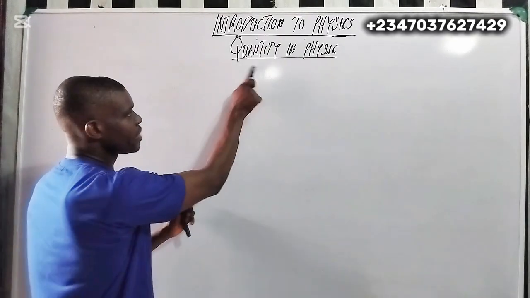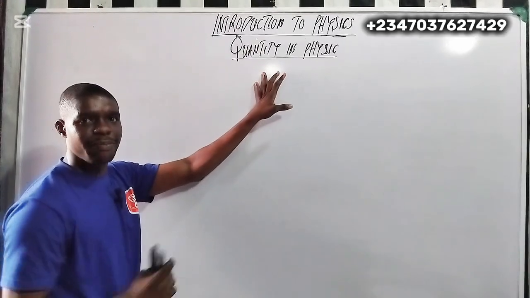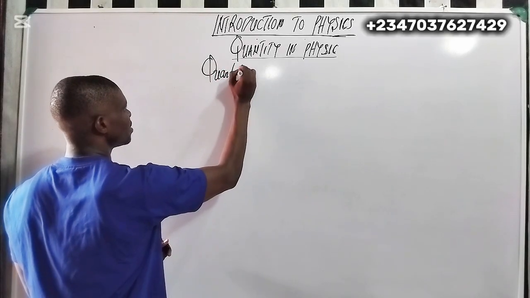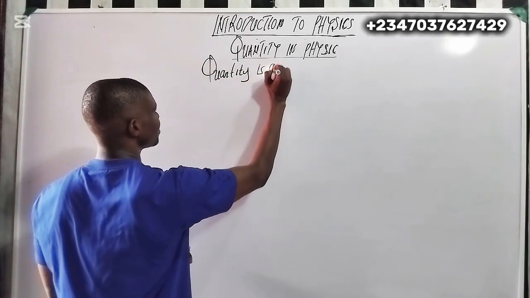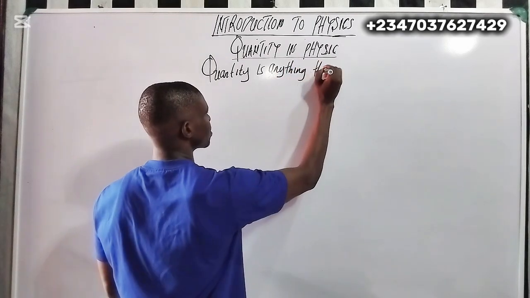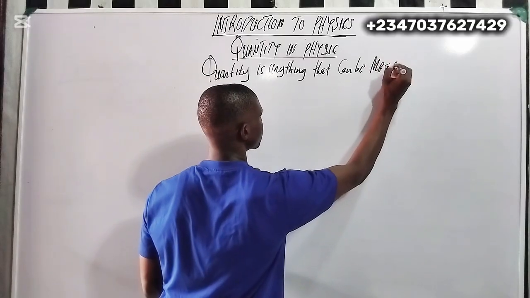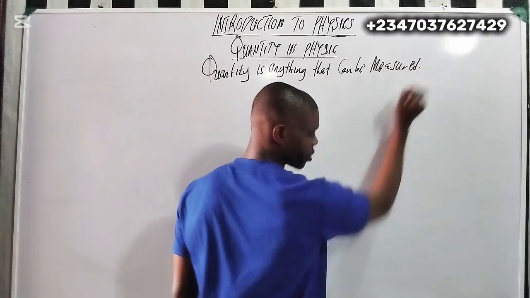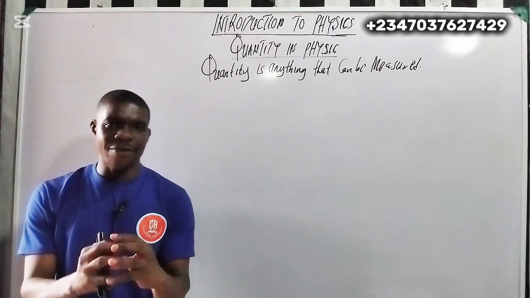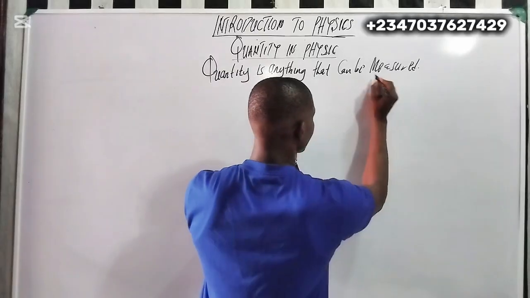So the word quantity, what is quantity, right? Quantity is anything that can be measured. It's okay. That is called quantity. So if you are being asked what is quantity, quantity is anything that can be measured.